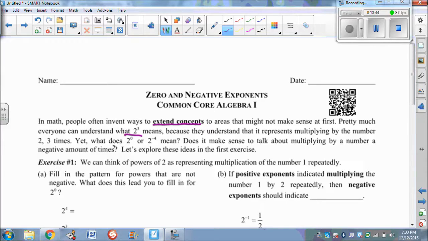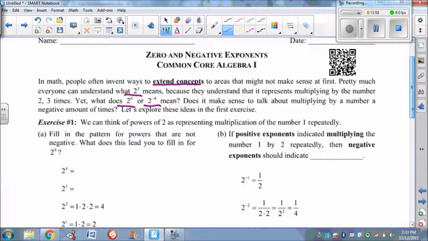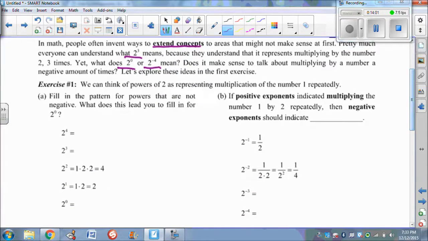So it says, yet, what does 2 to the 0 mean? Or 2 to the negative 4 mean? Does it make sense to talk about multiplying by a number a negative amount of times? That doesn't really make any sense. So we're going to see what's going on here. So let's think about powers of 2, and fill in the pattern for powers that are not negative. What does this lead you to fill in for 2 to the 0?